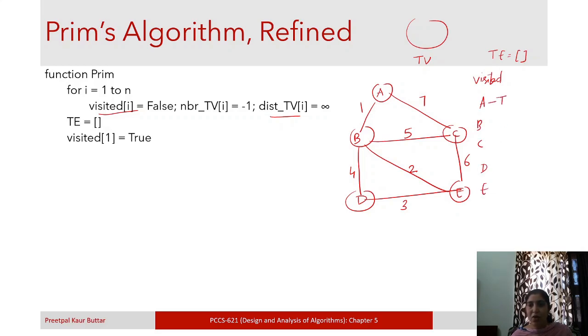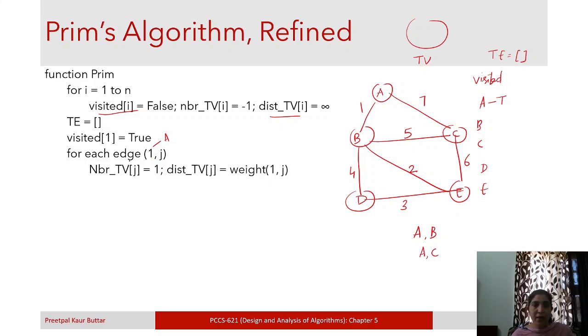So initially visited of A will be true, and for each edge 1 comma j, here 1 means A, for each edge A comma j, so here it can be A comma B because A is connected to B, and it can be A comma C. So these are the two edges which are connected to A. Neighbor, because we have added this to TV, right? A is in TV, so it is saying that neighbor TV of J can be B and J can be C.